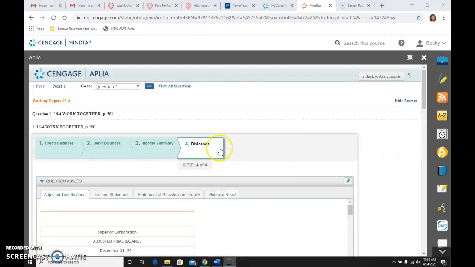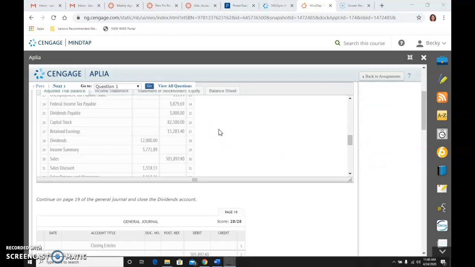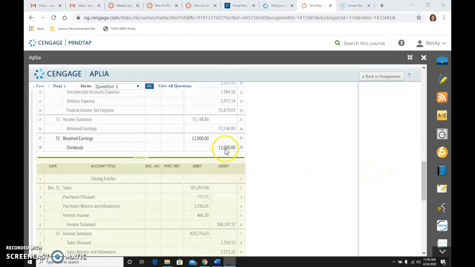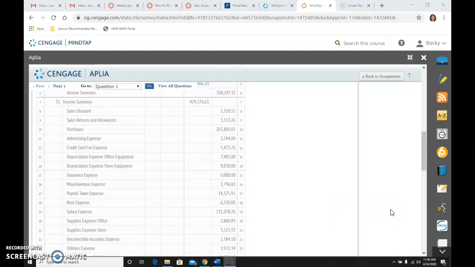And then the fourth and final closing entry is dividends, and we're closing that again to retained earnings. So I know from the adjusted trial balance, dividends were a debit of $12,000, so to get rid of them, I need to credit dividends for $12,000 and put it in retained earnings by debiting. It reduces retained earnings, which makes sense.